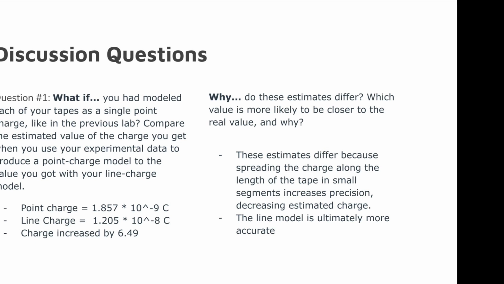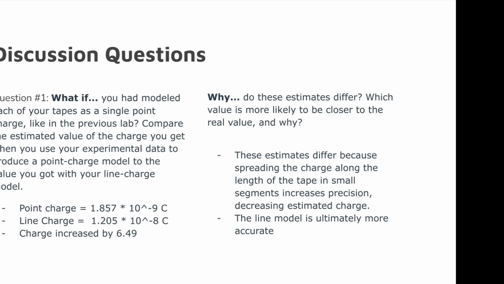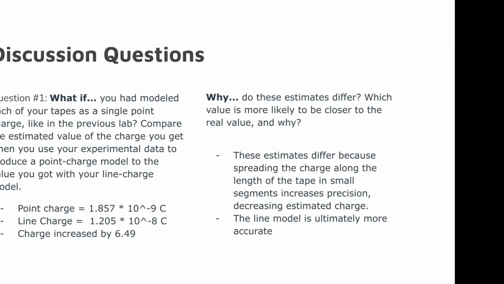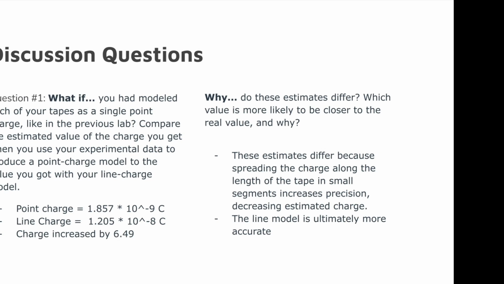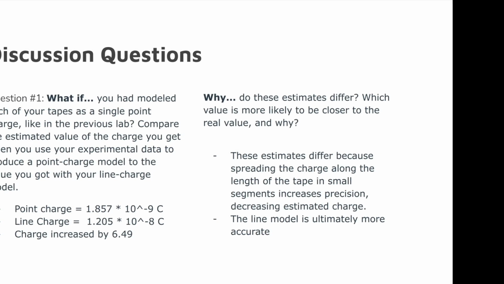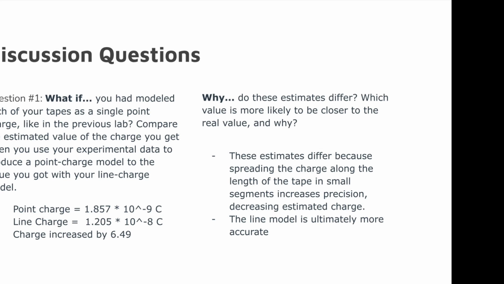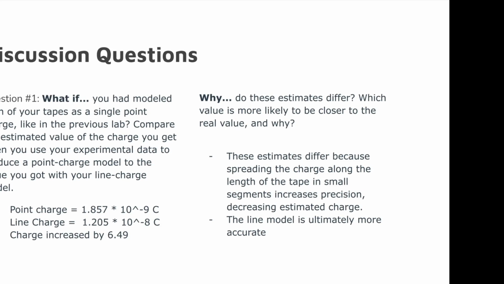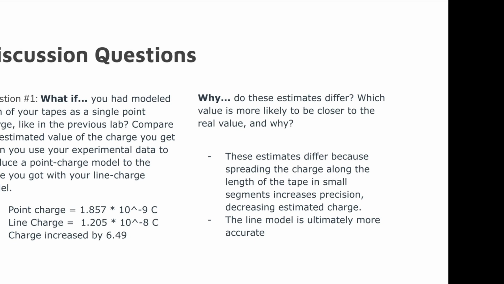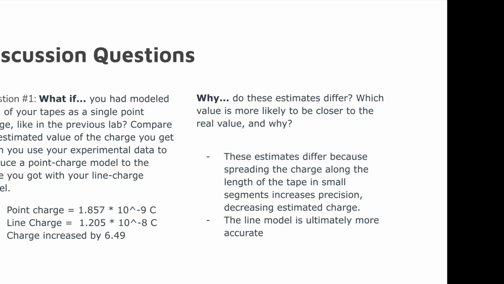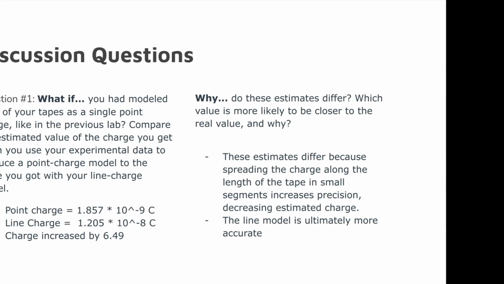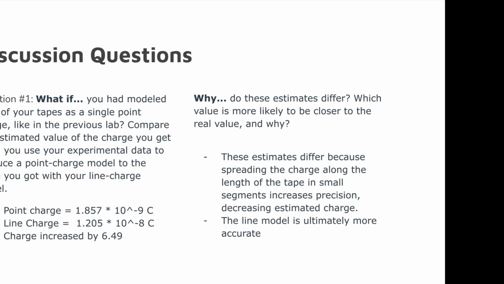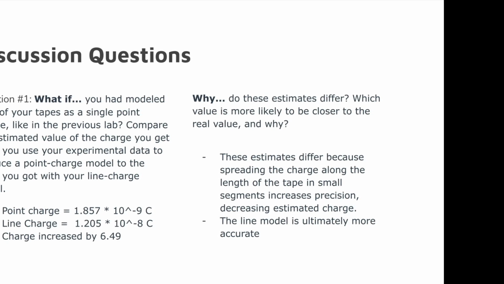Next, we want to ask why these estimates differ. The main reason that these estimates differ is because they are simply different ways to model the electric force, and spreading the charge along the length of the tape in small segments does increase our precision. So the line model is ultimately more accurate because it splits the tape into smaller segments, and this is the estimate which we trust more.